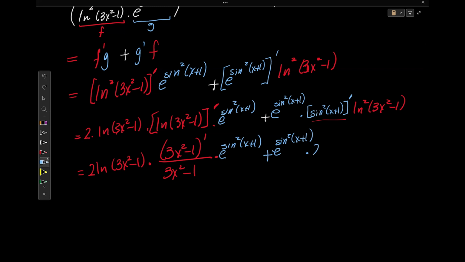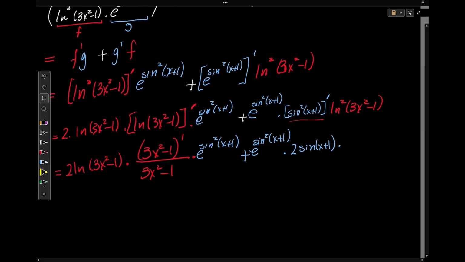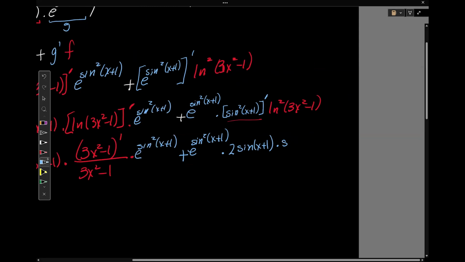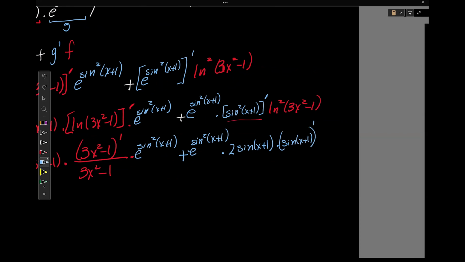We're still in blue. 2, that's something to one less power times the derivative of that something. That something was the sine. So it's sine x plus 1 prime. Then ln squared of 3x squared minus 1. All right?